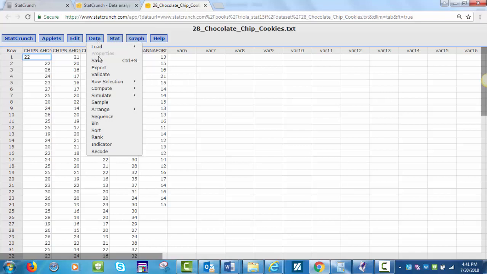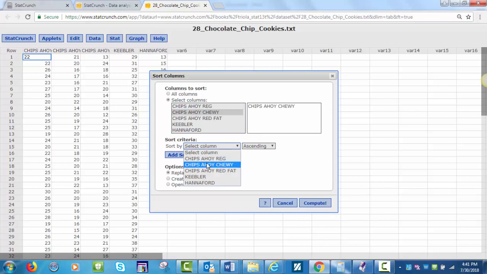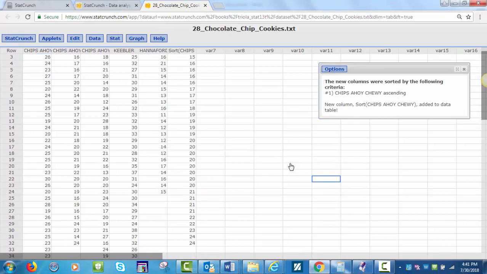So I'm going to go to Data and then Sort. And I'll use the Chewy data again. I need to sort by the data values in that column, and I'm going to put it in a new column.